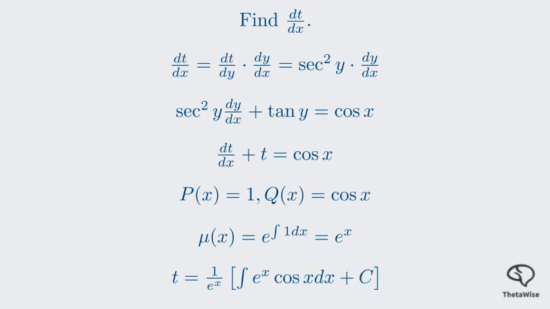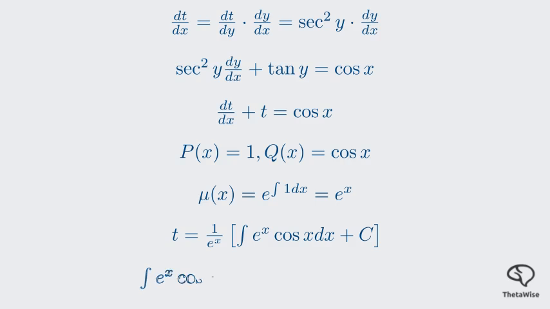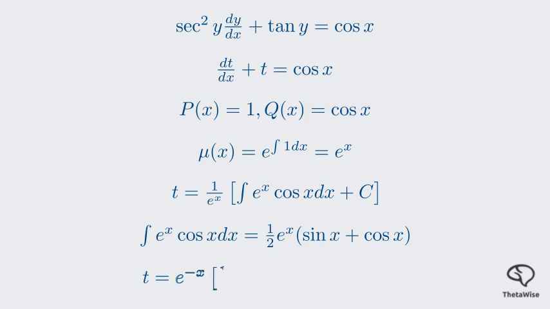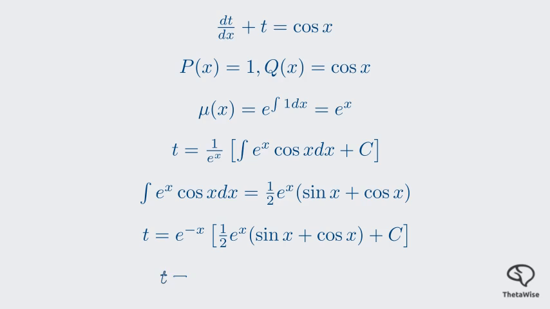You'll recognize this integral. It's another case of integration by parts twice. Let's do it quickly. The result is e to the x times the quantity sin x plus cos x all over 2. Now substitute this back into our equation for t. t equals 1 over e to the x times the integral result plus c. Distributing e to the negative x, we get t equals 1/2 sin x plus 1/2 cos x plus c e to the negative x. But we're not done.